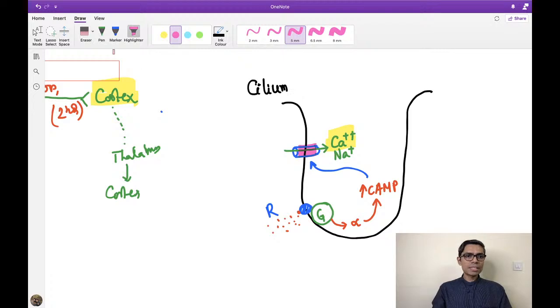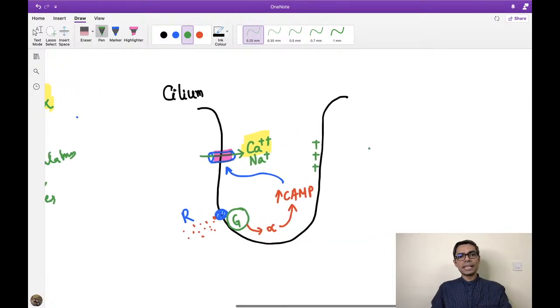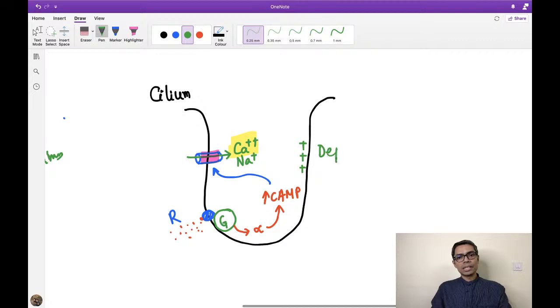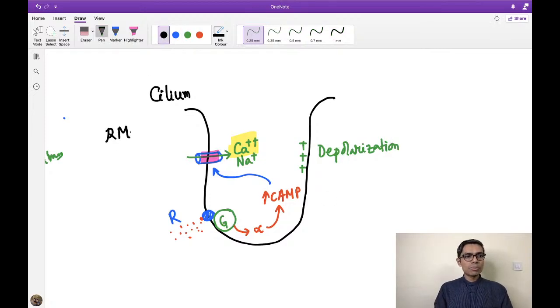Because of the entry of this calcium and sodium, what will happen to the cilium? There will be depolarization of the cilium. So I am writing here that there will be depolarization. Now whenever I am saying that there will be depolarization, then obviously the query will be: what is the RMP of this olfactory sensory neuron? That is the bipolar neuron. What is the RMP? That is minus 55 millivolt.